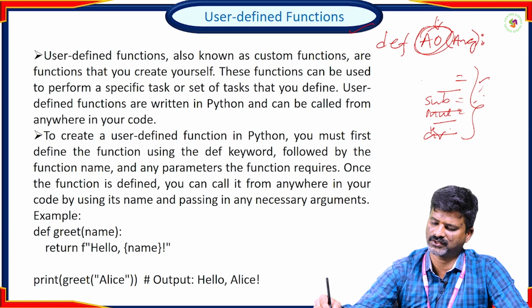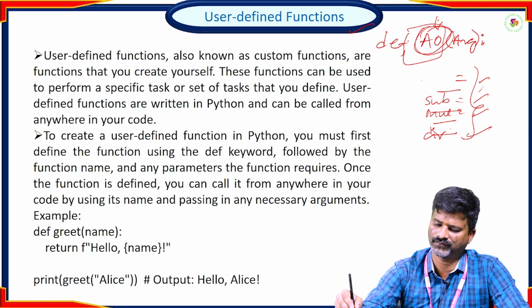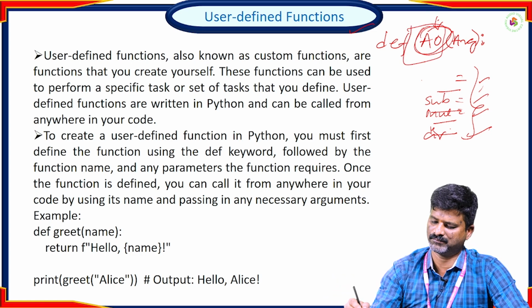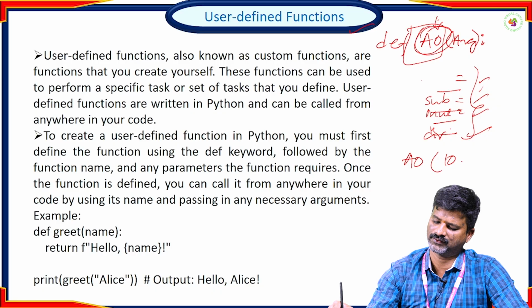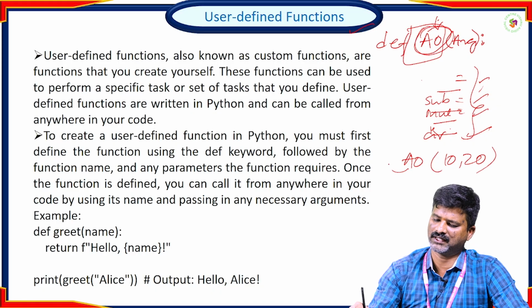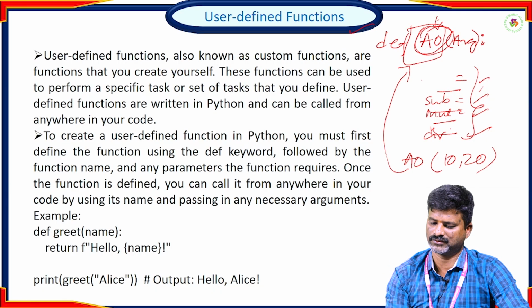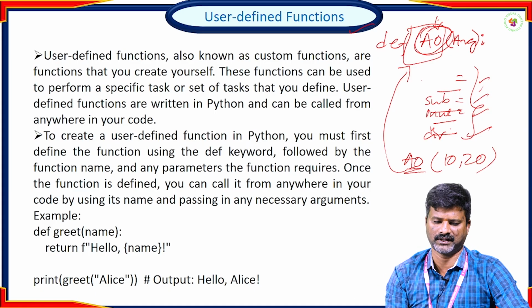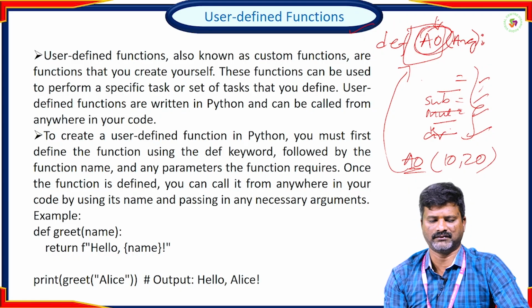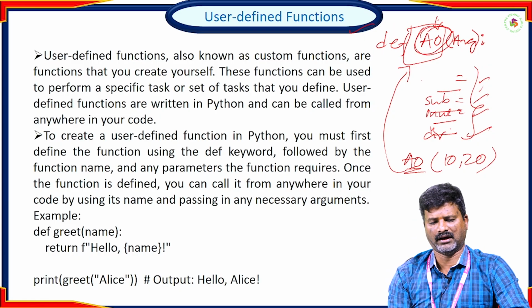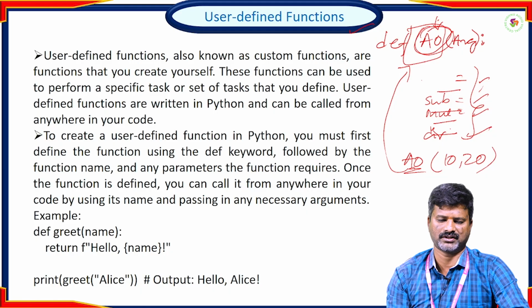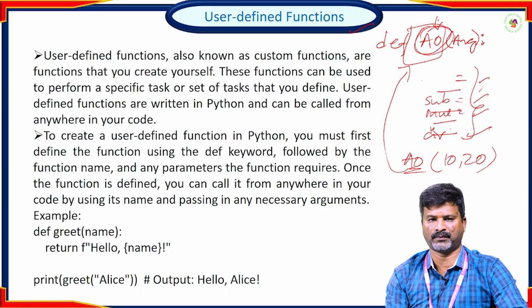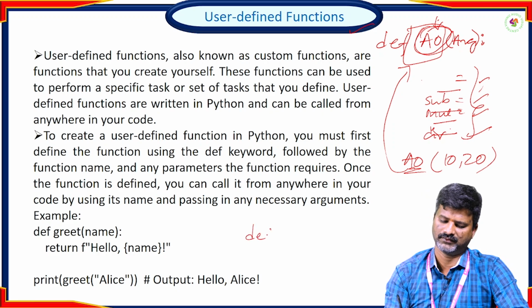So if you want to execute all these operations, you need to call this function. Simply if I am calling AO of 10, 20, immediately this particular definition will be executed. So this is the user defined one. As a user, as a developer, you can define your own function. So that comes under user defined function. You can create any number of user defined functions. There is no restriction on the number of user defined functions, but properly you need to define them following the syntax we discussed previously to define a function. The same syntax you need to follow.